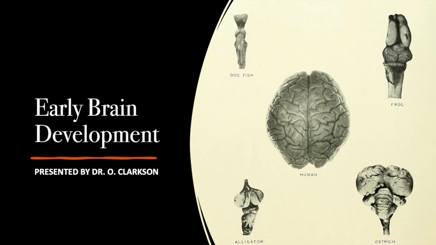Yeah, exactly. So it's going to be the medulla. The medulla derives from the myelencephalon. So all those different structures are already clearly demarcated by the third trimester.